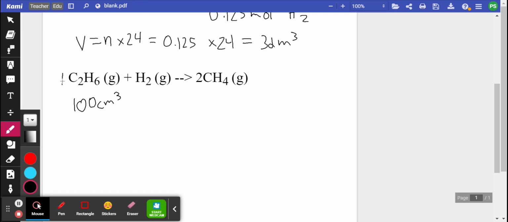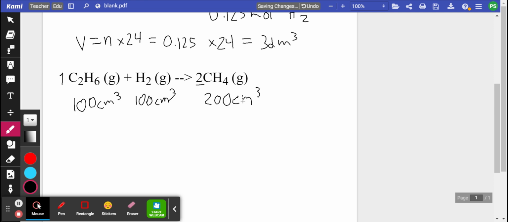So if 1 mole of ethane reacts with 1 mole of hydrogen to make 2 moles of methane, then what that means is that if we have 100 centimeters cubed of ethane, we will need the same ratio, so 100 centimeters cubed of hydrogen, because it's a 1-to-1 ratio. And how much methane do we make? Well, you just multiply by 2, 100 times 2. So we make 200 centimeters cubed of methane.